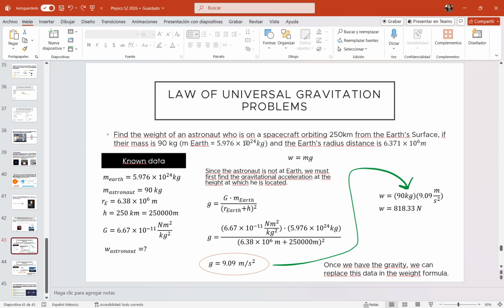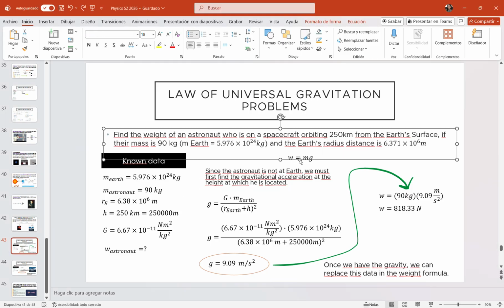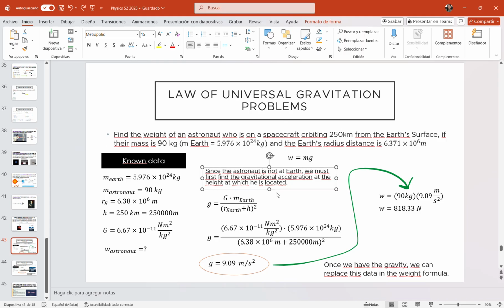Find the weight of an astronaut who is on a spacecraft orbiting 250 kilometers from Earth's surface. If their mass is 90 kilograms and the mass of the Earth is 5.976 times 10 to the 24th power kilograms, and the Earth's radius is 6.371 times 10 to the 6 power meters. Remember that the weight is a force, okay? And we must find the weight of an astronaut.